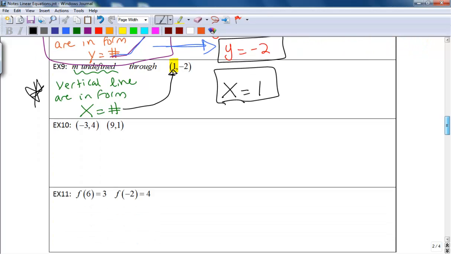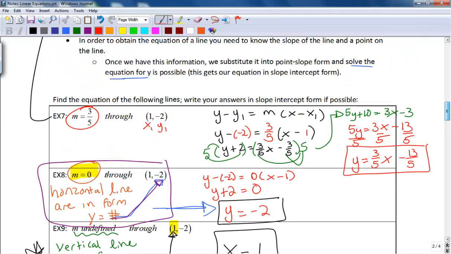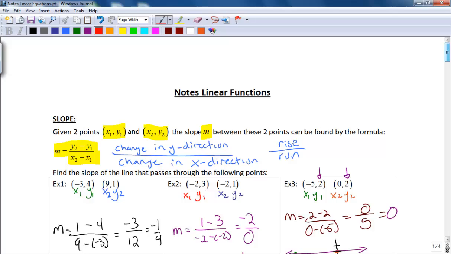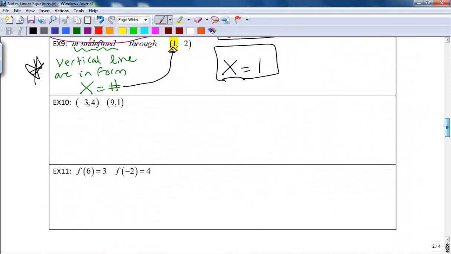Let's look at the last two examples for finding equations of a line. Example 10 is (-3, 4) and (9, 1). So I don't have slope this time. All I'm given is 2 points. Remember, we need two things to find the equation of a line, slope and a point on that line. Well, I don't have slope, but I'm given 2 points, so I can go back and use that slope formula that I already have committed to memory to find my slope, and then I can find the equation of a line.